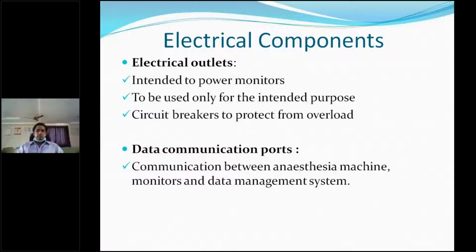So what are these ports? These are the communication between the anesthetic machine and the data management system. So what do you understand by the term data management system? Anyone? Hello? Hello? Input, sir.